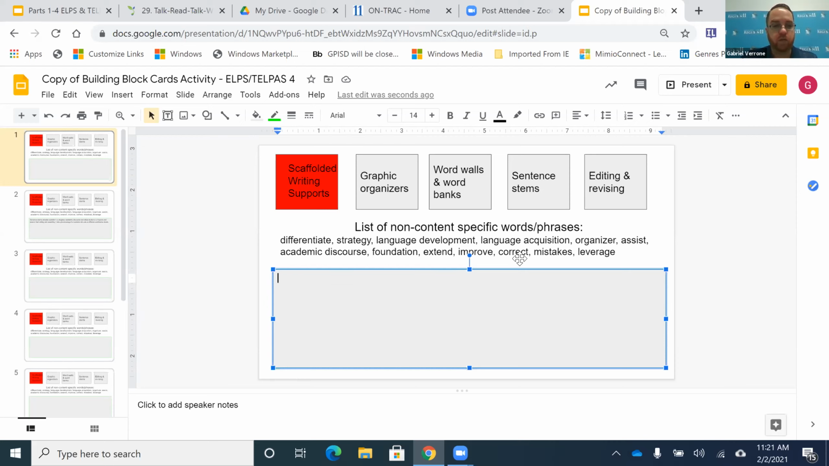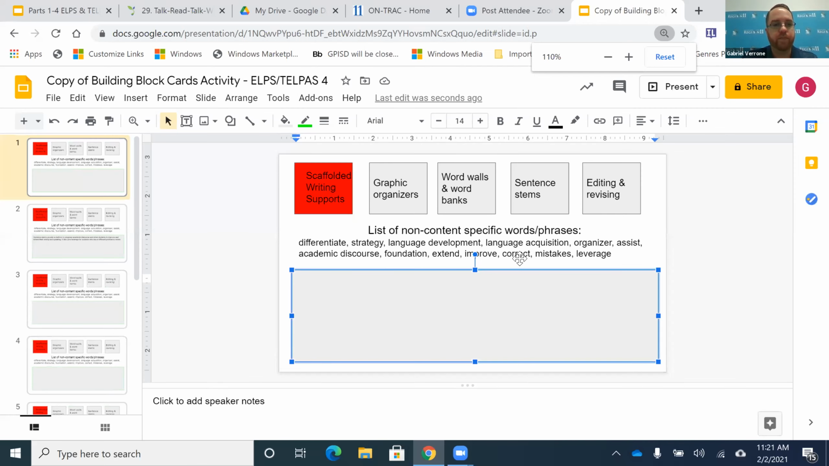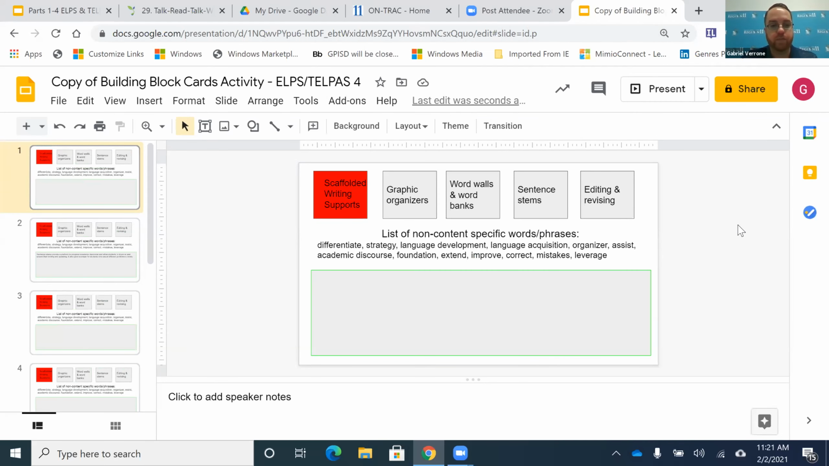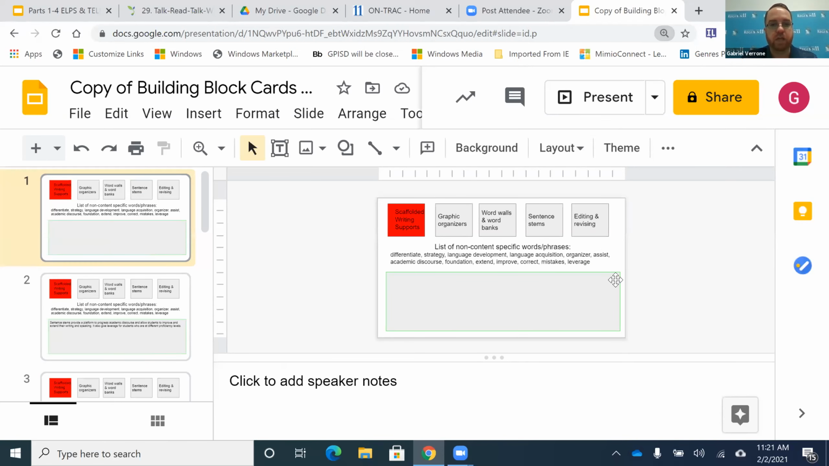Let me see. I'm going to make this a little bigger so you can see it. Maybe, if it lets me. No, I'm making it small. Oh, okay. That's not what you want to do, apparently.